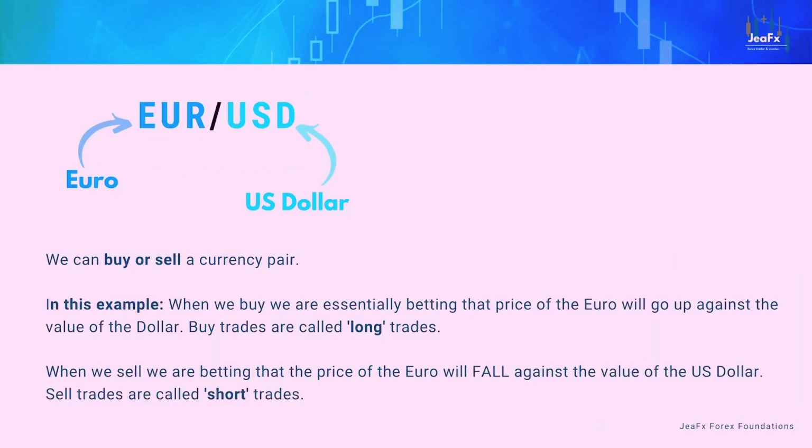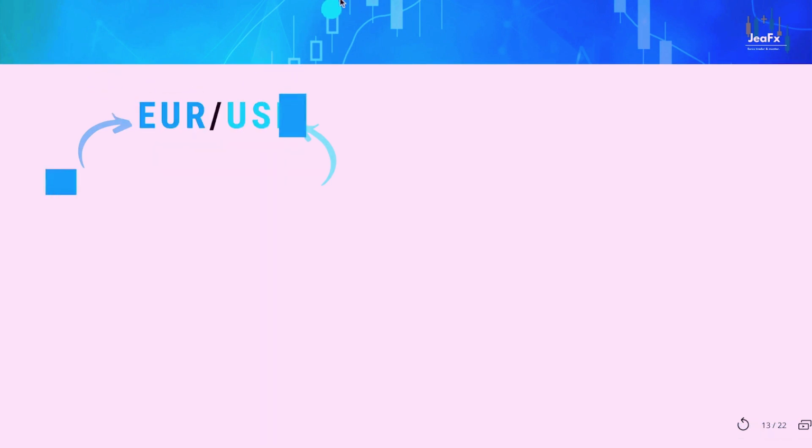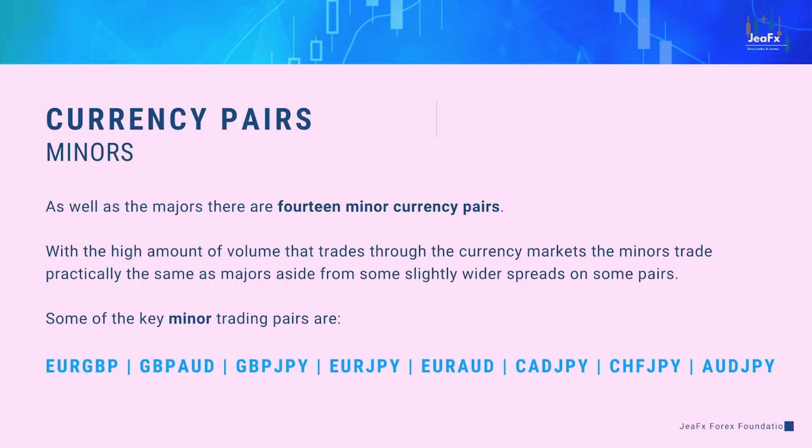We can both buy or sell a currency pair. When we buy it, we are looking for the first currency to trade higher than the second currency. And when we sell it, we are looking for the first currency to lose value against the second currency. So that is where these long and short trades come in.